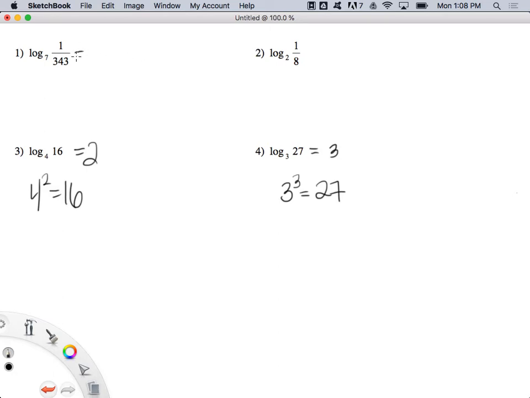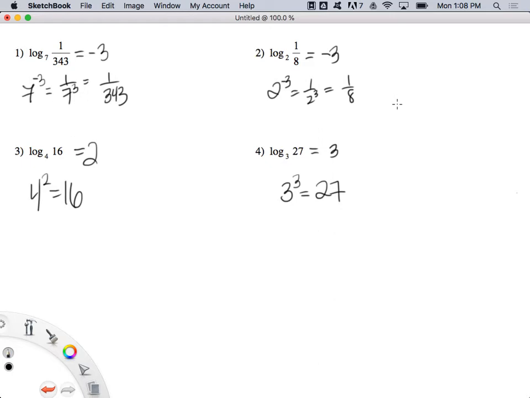Now, what about this one? You know it's going to be negative. Negative 3, very good. Why? Because 7 to the negative 3 is 1 over 7 to the third, which is 1 over 343. And what about this one? Negative 3. 2 to the negative 3 is 1 over 2 to the third, which is 1 over 8.